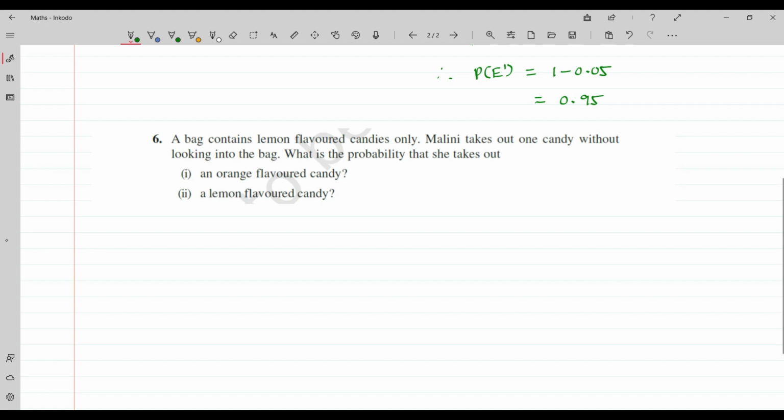A bag contains lemon flavored candies only. Malini takes out one candy without looking into the bag. What is the probability that she takes out an orange flavored candy and a lemon flavored candy? First let us see the first part. Here this bag contains only lemon flavored candies, but in the first part they're asking what is the probability of getting an orange flavored candy. There is no single orange flavored candy, so I am writing the answer in the first part.